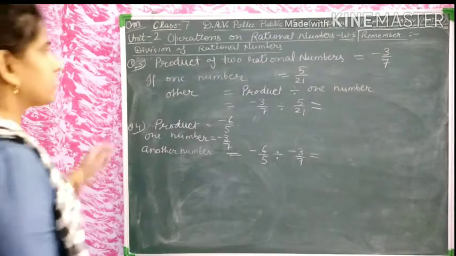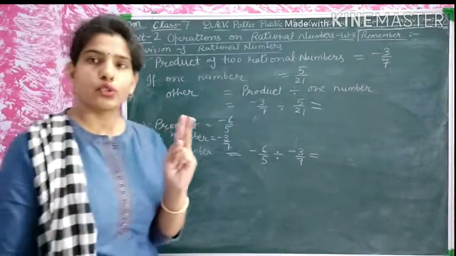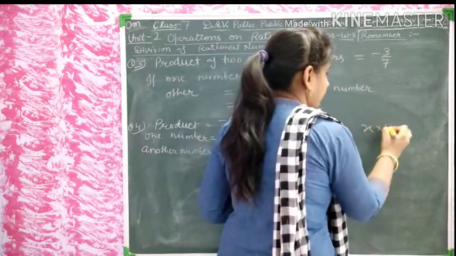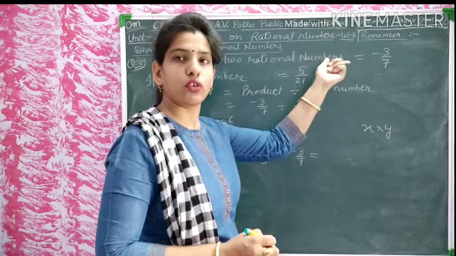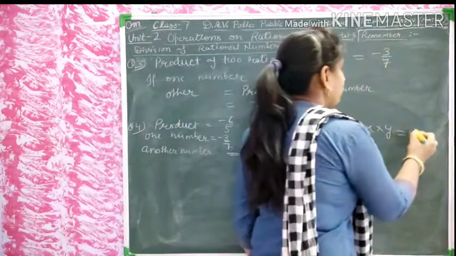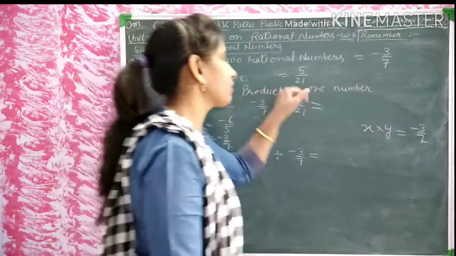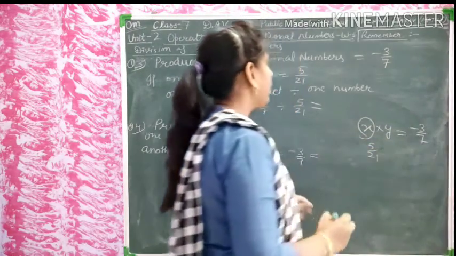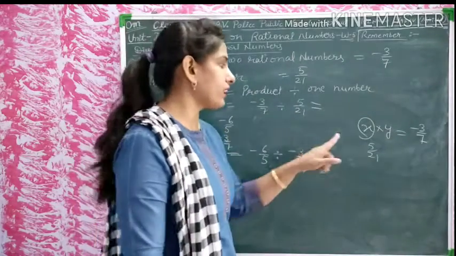Now students, there is question number 3. In question number 3, it is given that the product of two numbers is x into y. It means the product of two numbers equals minus 3 by 7, and one number is 5 by 21. One number is 5 by 21, and the other number we have to find here.